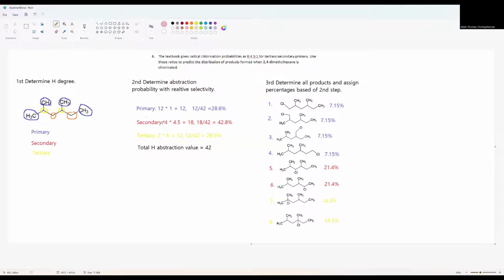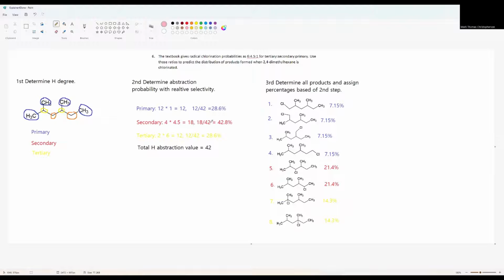Secondary, so I have 4 hydrogens, and that's multiplied by 4.5, so that gives us 18. And tertiary, we only have 2, the implied hydrogens over there. That's times 6, which equals 12. So when you add all of these up, you get a total H abstraction value of 42.